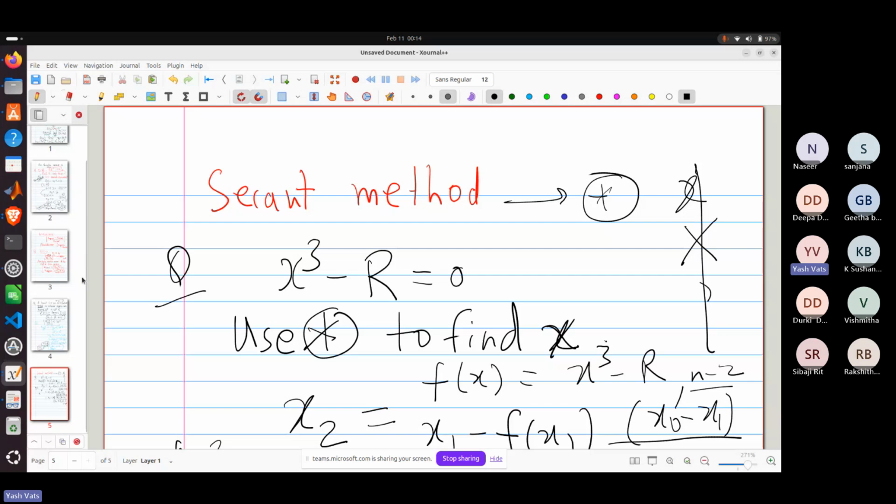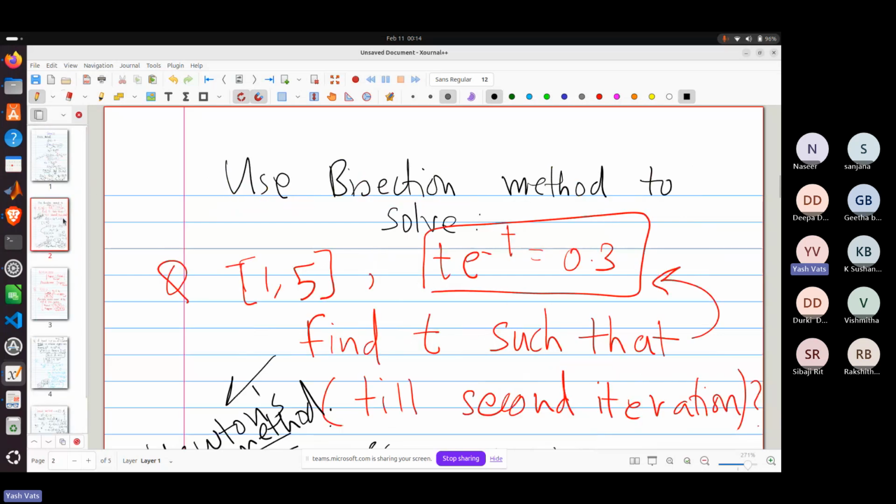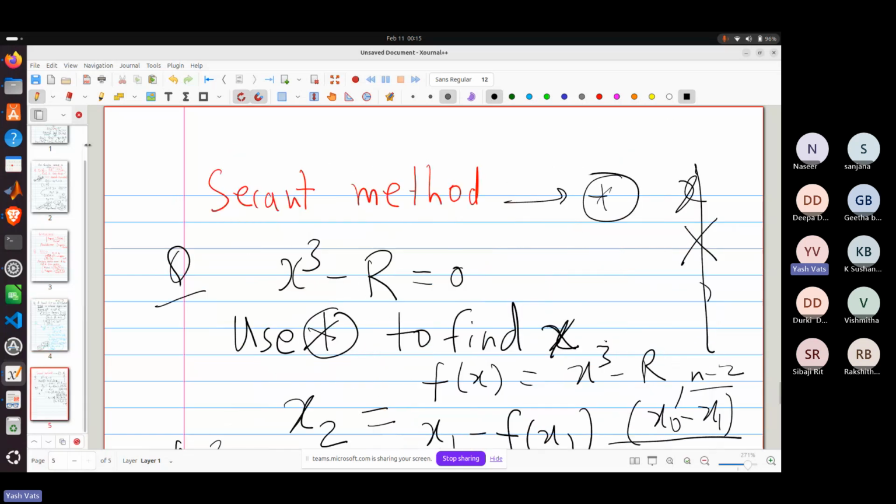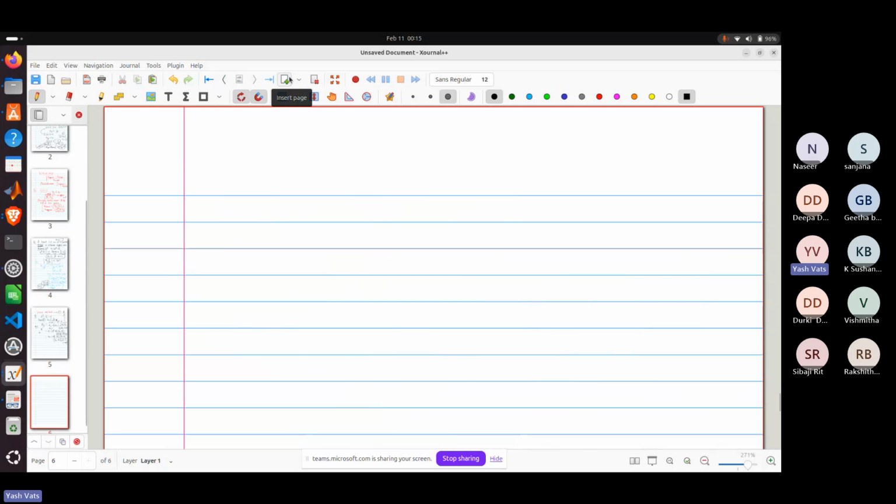What's the question? t e to the power minus t minus 0.3 equals 0. So t e to the power minus t minus 0.3 equals 0 is your f(t), and you have to calculate f prime of t.